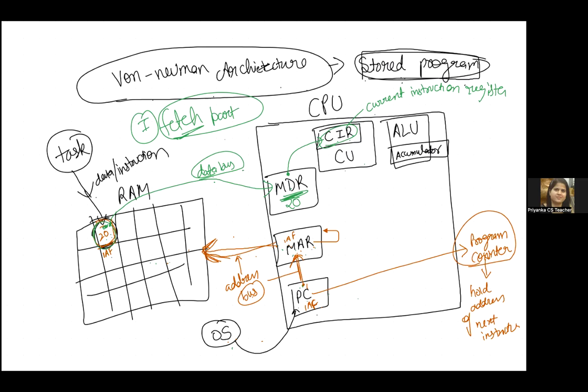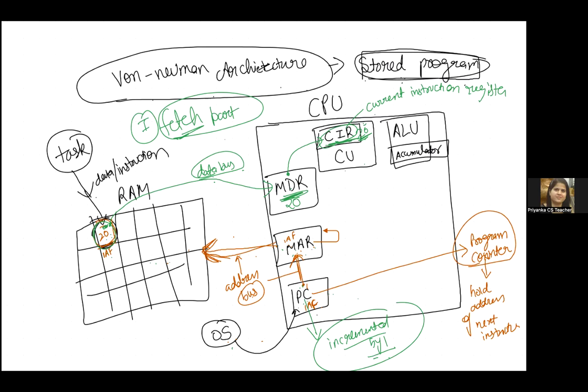Now, whenever the current instruction register is loaded with this data, at this time, the PC will be incremented by 1. What does it mean? It doesn't mean that we are really adding 1. Increment by 1 means the PC will be loaded with the next instruction's address. And once the CIR is receiving this data, we go to the decode stage.